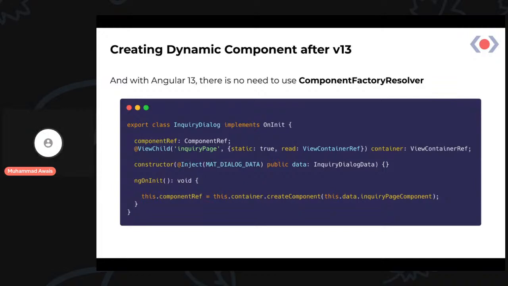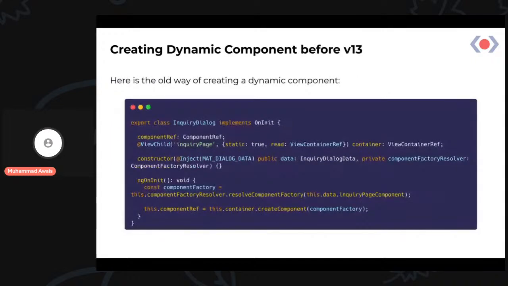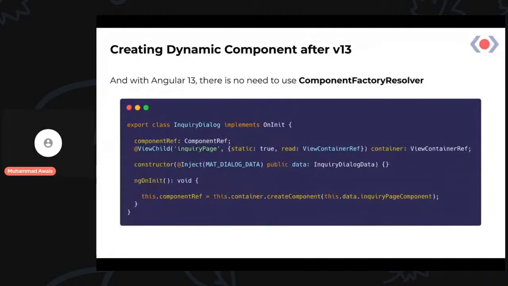So we don't have to worry about that, and we don't have to pass the component towards the factory resolver, and pass that factory into the component reference and into the container. In v13, we only have to pass the component directly into the container. It's pretty simple. You only have to create a component reference, and inside that container, after creating that instance, you call the pre-built method, which is createComponent, and pass your component inside that. So that's automatically loaded. That's a very big achievement Angular made in v13.